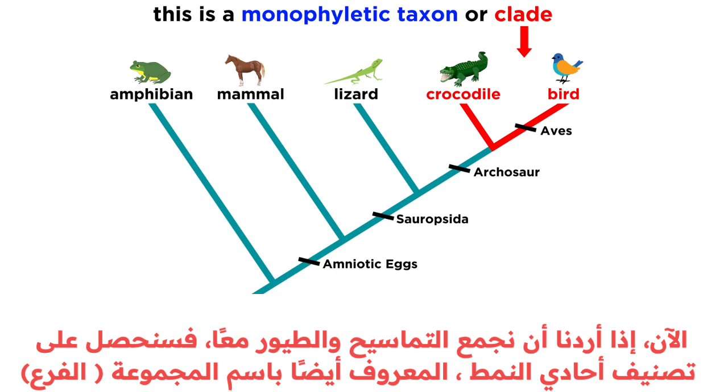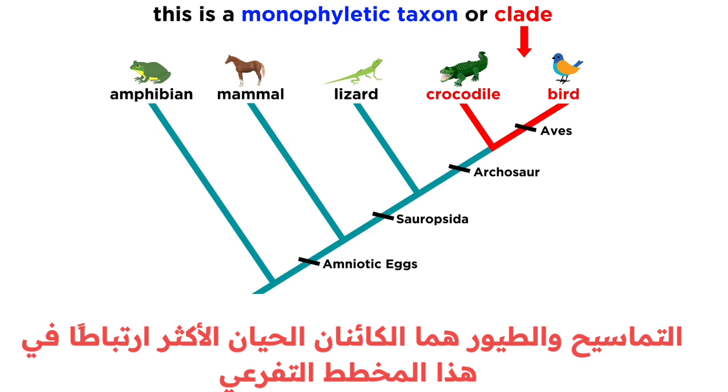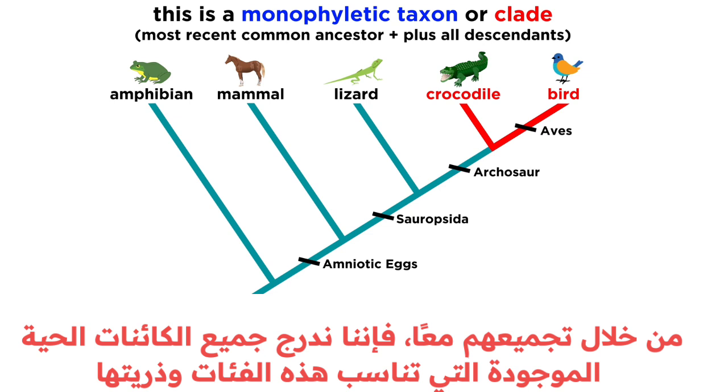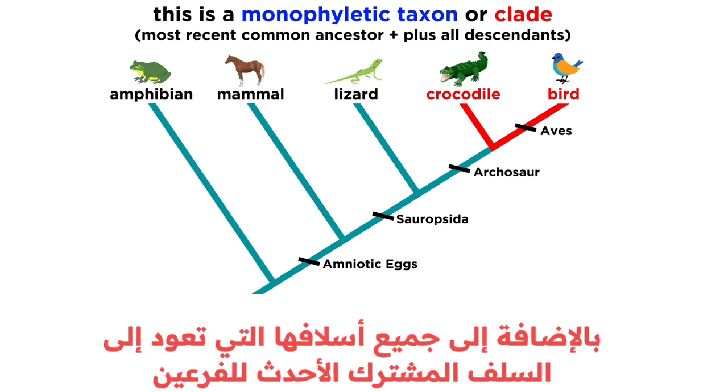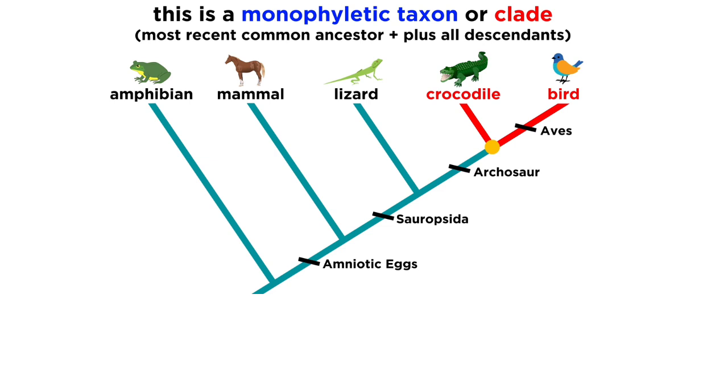Now, if we were to group the crocodiles and the birds together, we would get a monophyletic taxon, also known as a clade. The crocodiles and the birds are the two most closely related organisms in this cladogram. By grouping them together, we are including all extant organisms that fit these categories and their descendants, as well as all of their ancestors going back to and including the most recent common ancestor of the two branches.